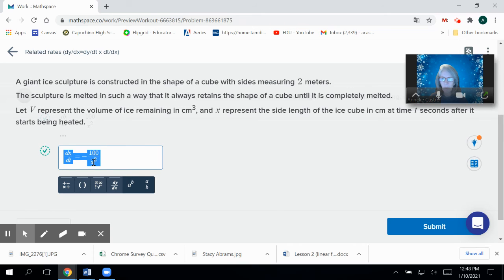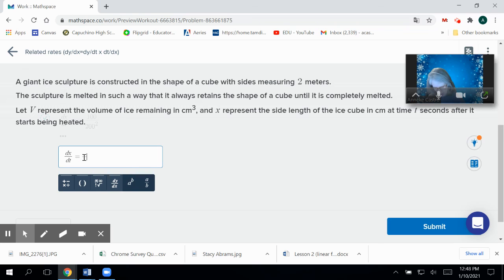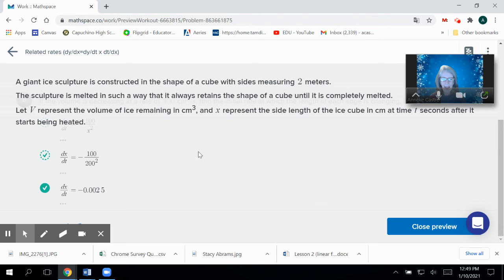So now I just need to put in my measurement, my length measurement, which was 200, right? Because I changed the meters to centimeters. Let's see if I'm still doing okay. Yep, I'm still doing okay. So then if I multiply this out, I could probably do it by hand, but I'm not going to, just to be safe. 100 divided by 200 squared is 0.0025. So I'm going to change this to negative, don't forget the negative, 0.0025. Okay, and don't forget the 0 in front of the decimal point because this is Desmos. And voila, there it is.